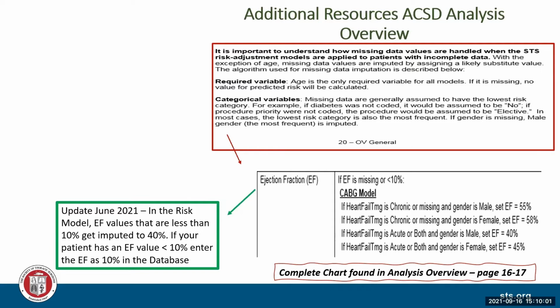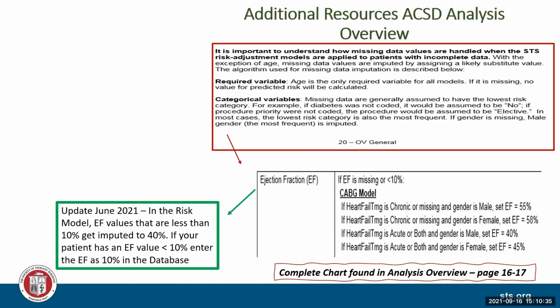In this review, this overview, it talks about how missing ejection fraction is handled. Right now, if the EF is missing or less than 10%, then your EF is set for males at 55, for females at 58.